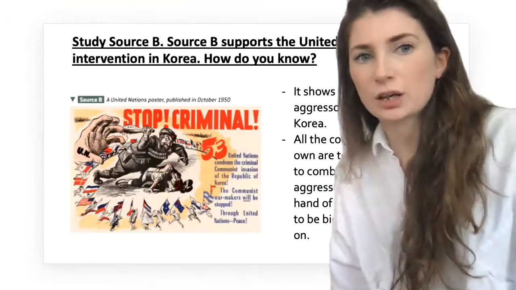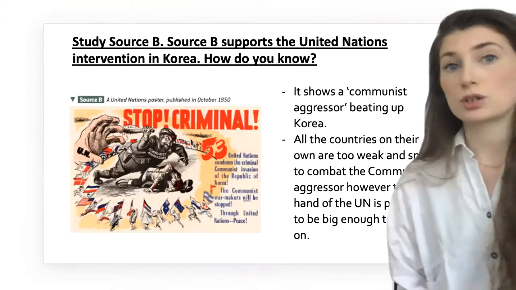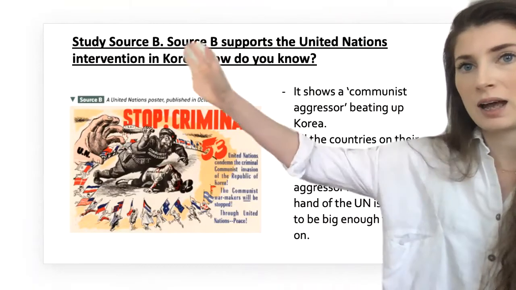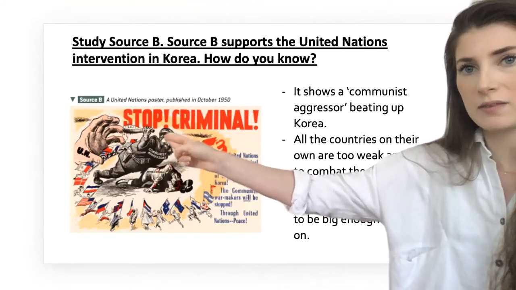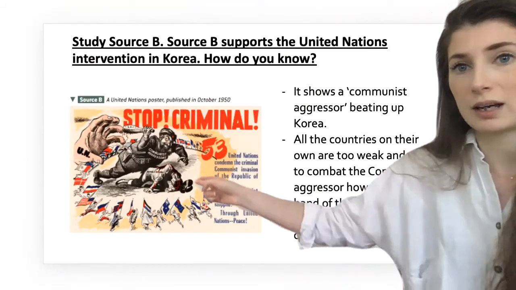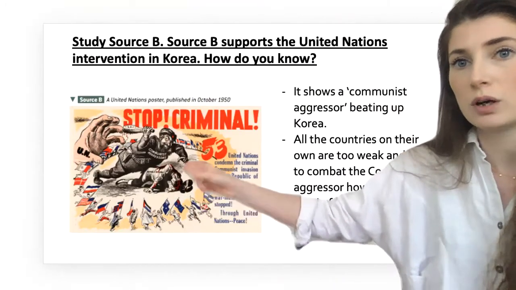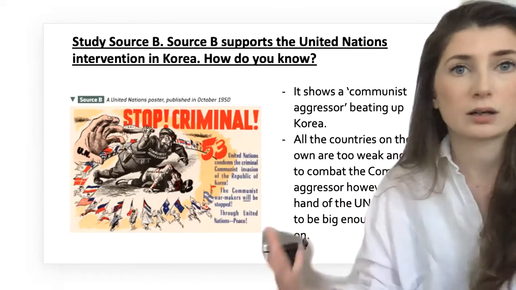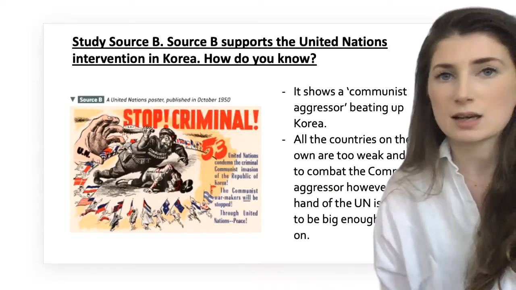Looking at this picture, I've picked out that it shows the communist aggressor, who is the big character. Again, my hand is going funny. There we go, just about there. This character here, the communist aggressor, beating up Korea. And Korea is this character on the floor. So it's almost like a big bully beating up a smaller child. It's like a year 11 beating up a year 7, okay?